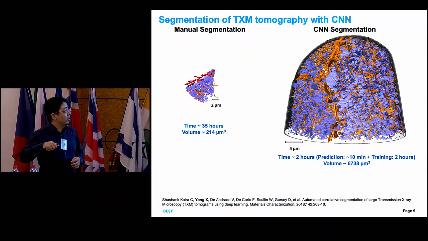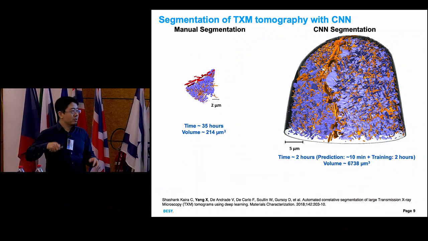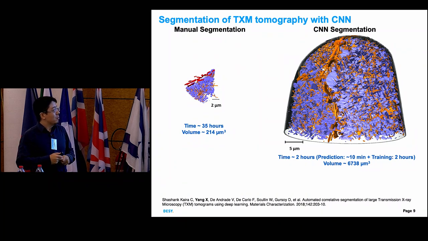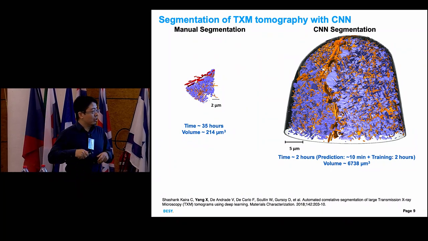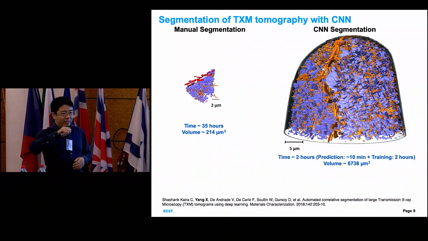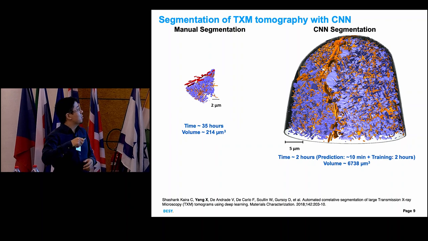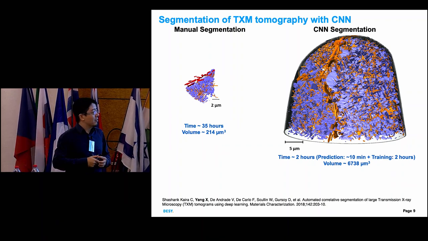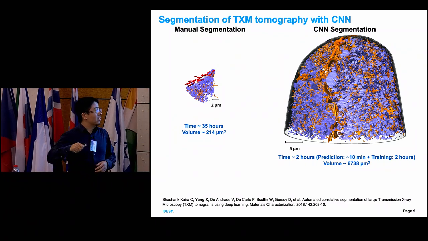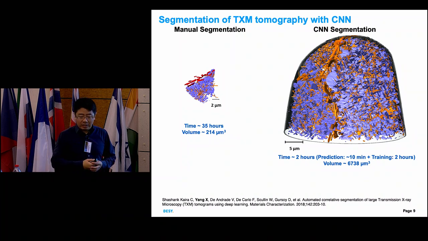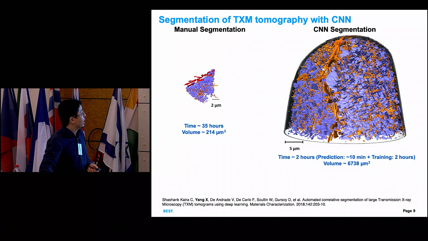Because the data quality is not so good and the resolution is low, the segmentation can only be done manually by a PhD student. This was his one week of work. After we used the CNN, we got the prediction in only 10 minutes and got the whole 3D segmentation.